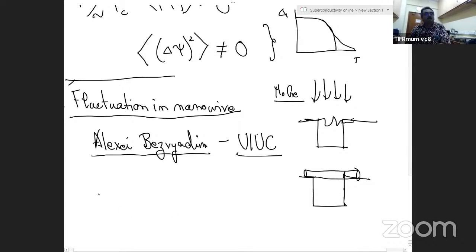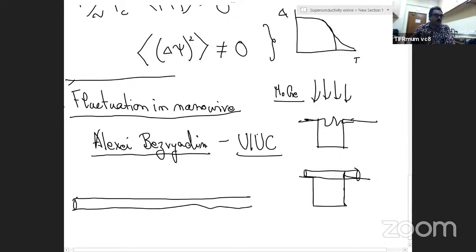Now again, the theory of fluctuation in superconducting nanowires dates long back, to the 60s, 70s and so on. However, experiments on superconducting nanowires started becoming feasible from 2000 onward, and Bezryadin was one of the main people who started this game. So what happens in a nanowire? What happens is what we know as phase slips.